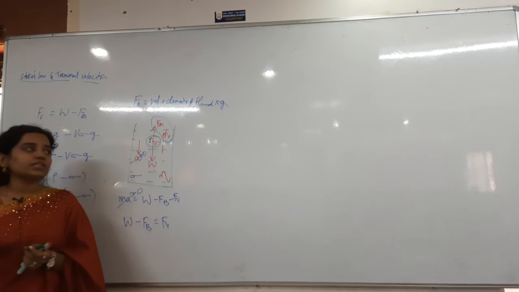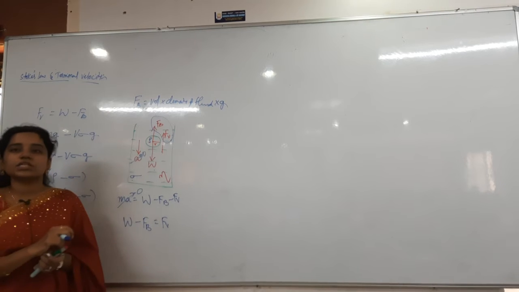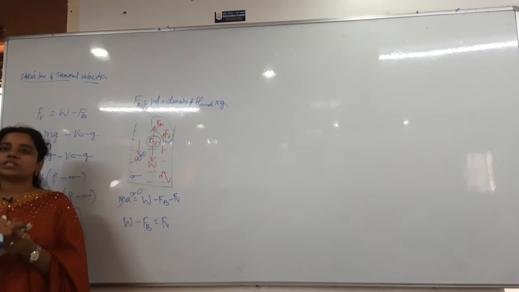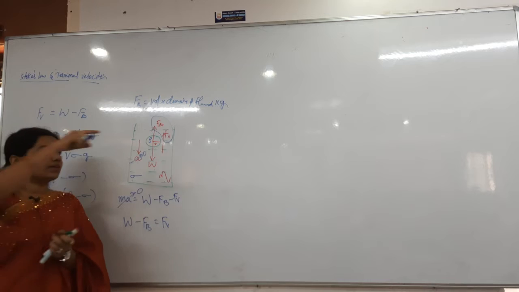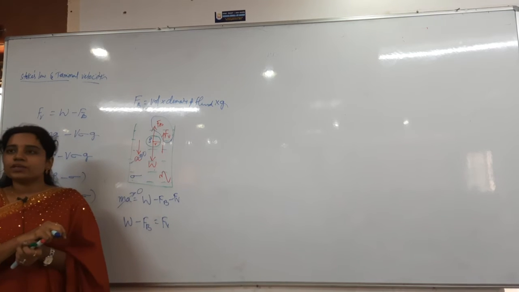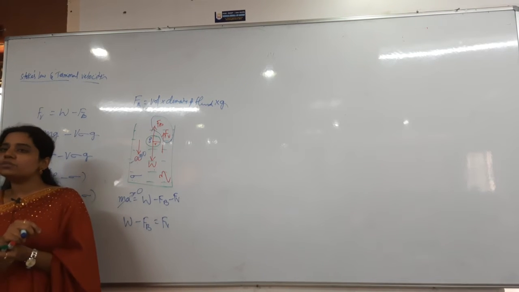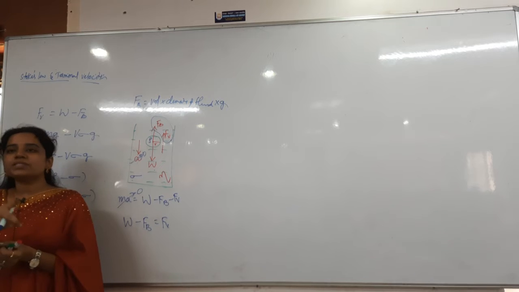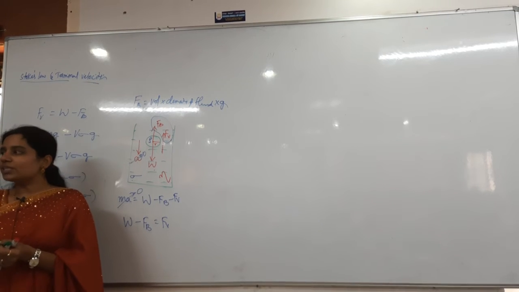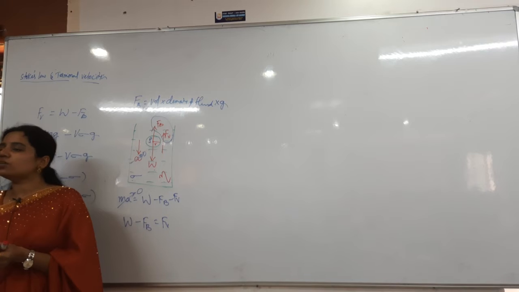As the velocity increases, which force will increase here? Viscous force will increase. That viscous force and then force of buoyancy will balance with the weight. At that time what happens? Net force becomes 0. Net force becomes 0 means acceleration also becomes 0. Acceleration 0, then velocity is equal to constant.